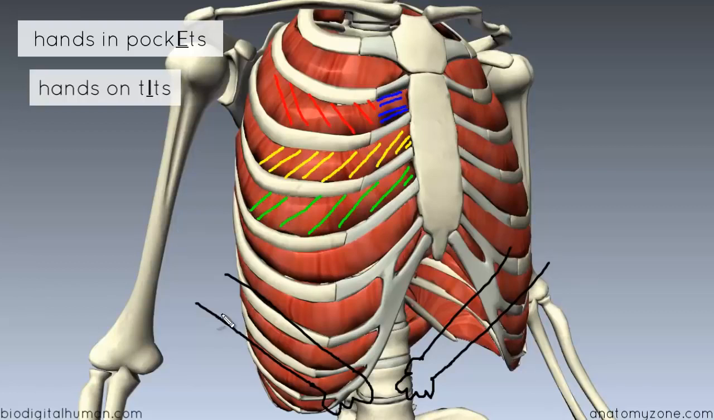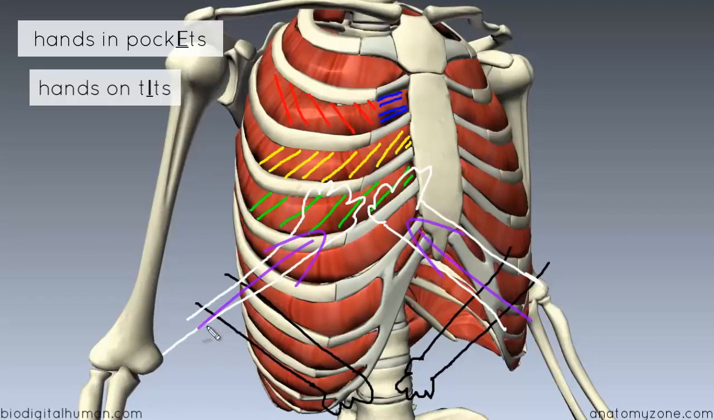And if your hands are on your tits, so another pair of badly drawn hands, then the muscle fibres, your forearms would be angled upwards and inwards in the same direction as the internal intercostal. So tits has the letter I in it, so the internal intercostal muscles are oriented in the supero-medial direction, the same as the angle of your forearms.